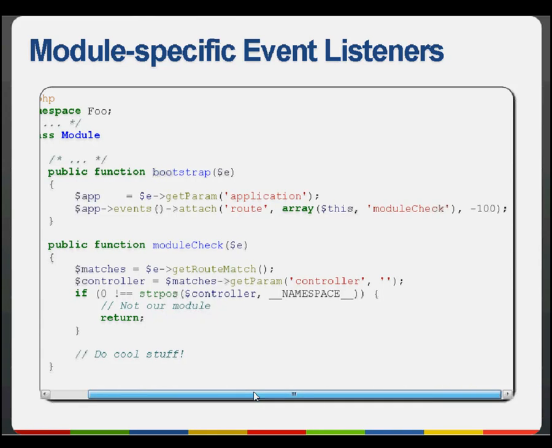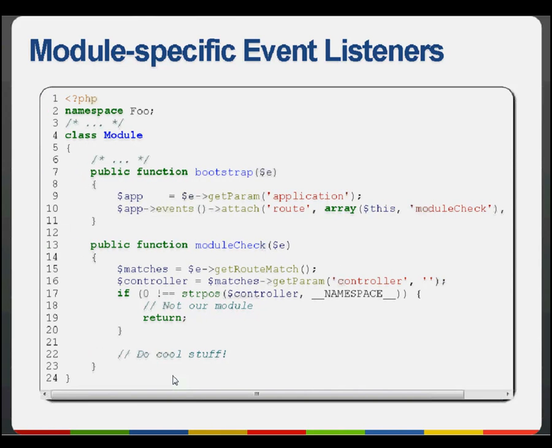This module check method that I've done right here is going to go and grab the route match out of the event. The MVC event defines this get route match method. And from that, I'm going to grab the controller. Now, line 17 is where the magic happens. If the start of the controller doesn't match my namespace, I'm not going to do anything. But if it does, at that point, we know that the controller matched is one that I'm actually interested in. It's something that my module is going to do something with. And so at that point, we can start doing cool stuff.